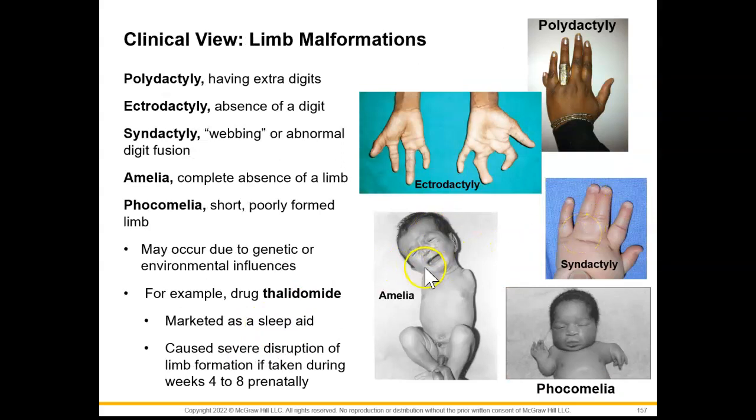We have amelia, in which there is an absence of the limbs, and then phocomelia, in which we have short, poorly formed limbs. This can occur due to genetic or environmental influences. For example, there was a drug that was given as a sleep aid known as thalidomide, and this caused severe disruption of limb formation if it was taken during the 4th and 8th weeks of pregnancy.